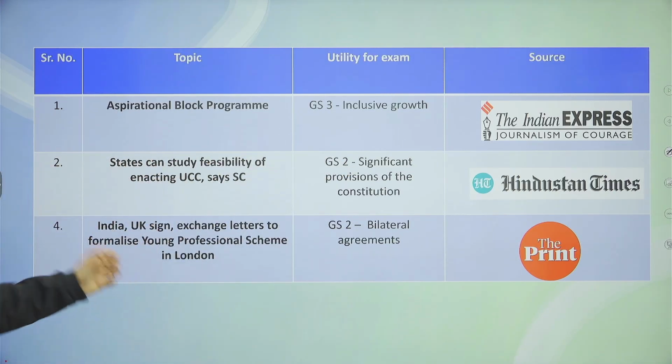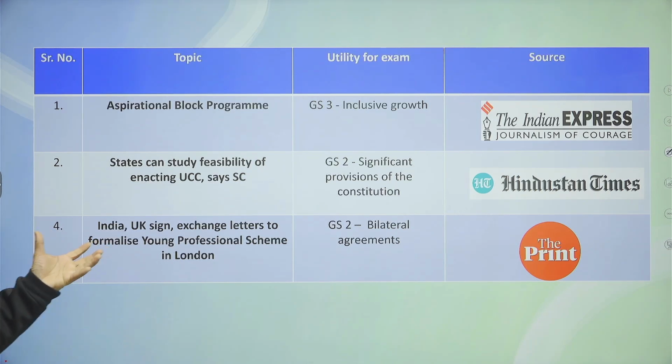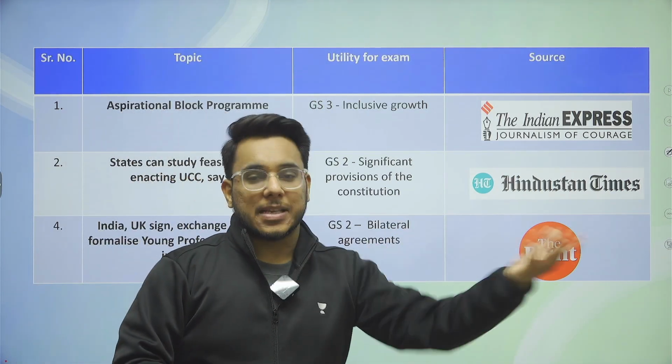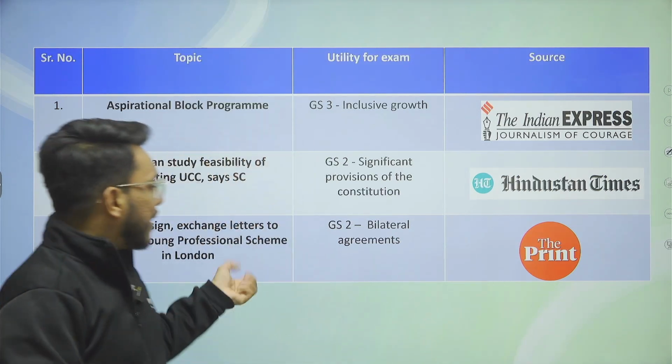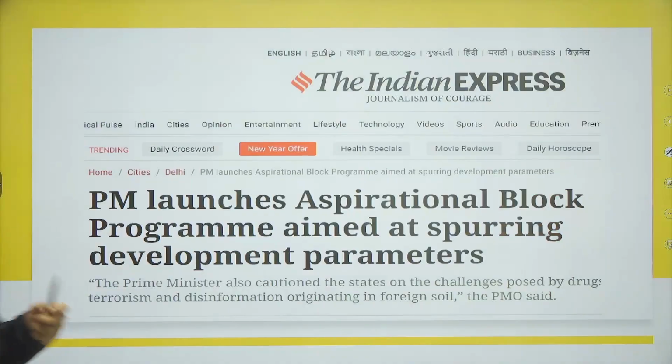Then the third is: India and UK have signed the Young Professionals Scheme. So what is this Young Professionals Scheme? How will it help Indian immigrants in the UK? This article will be taken under GS Paper 2, bilateral agreements. Now let's start with the topics one by one. The first topic, which we have taken from the Indian Express, is the Aspirational Block Programme.